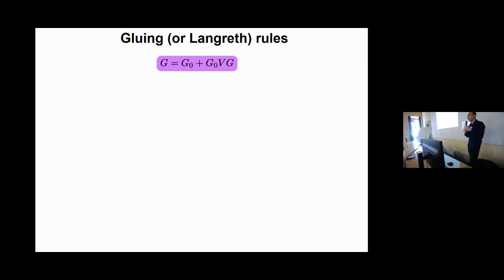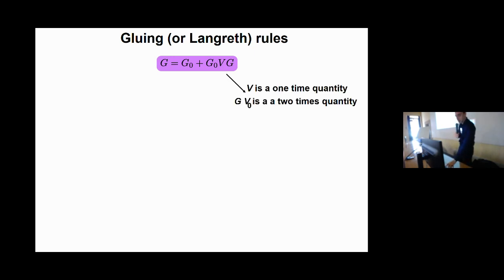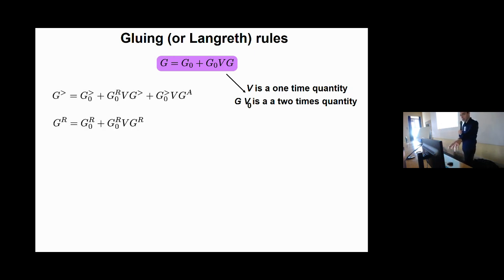Okay, gluing rules. What is the difference between the gluing rules here and the ones I have already told you? There is absolutely no difference, except for one thing. V is a one-time object. The self-energy is a two-time object. So how do we face this problem? That's actually very simple. V is a one-time object. This means that the product of G0 times V is a two-time quantity. Keep that in mind.